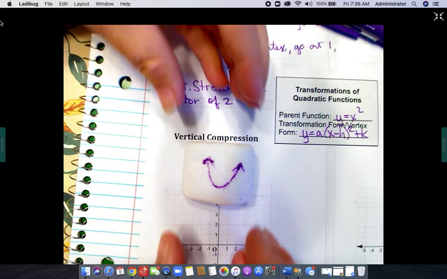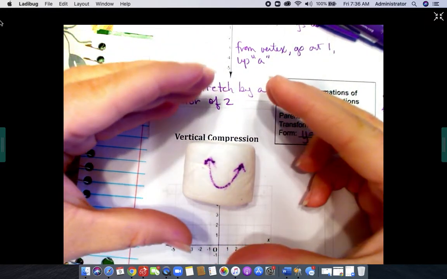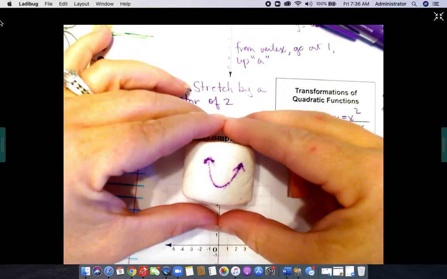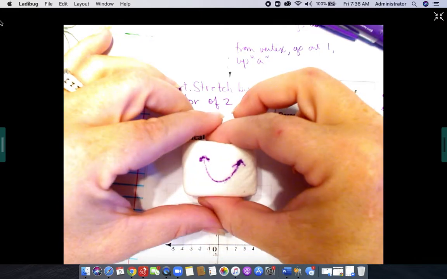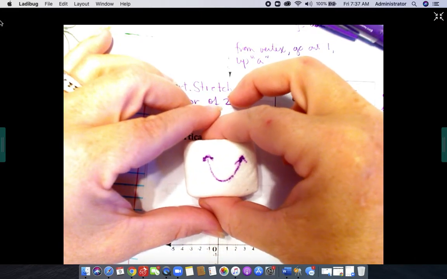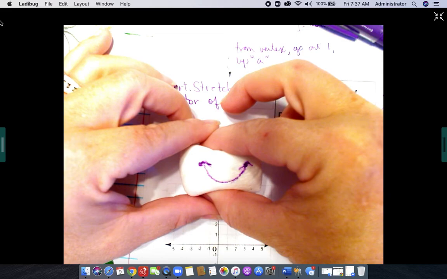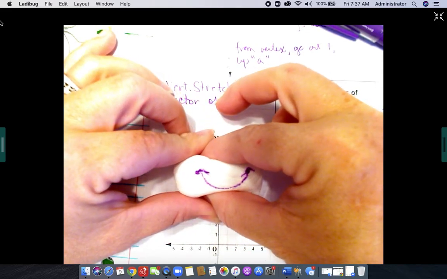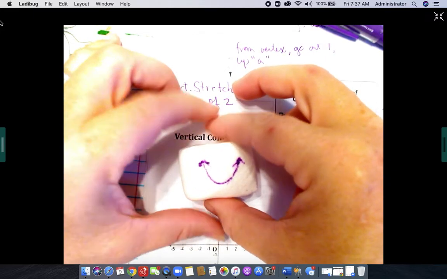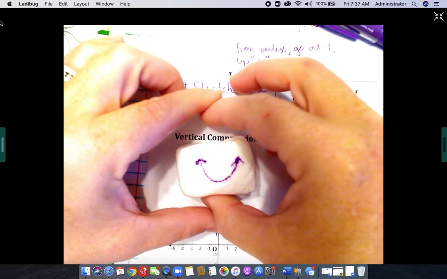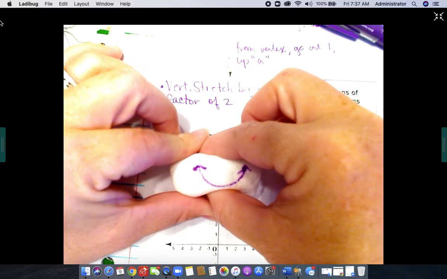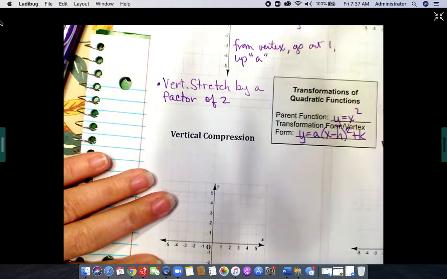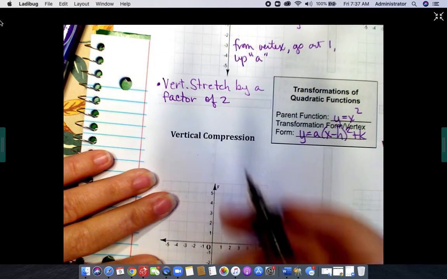To stretch it means to pull outward. To compress means to push inward from the top down. So I want you to just think about what happens when I do this. What happens to my parabola as I press down here? See it spreading out? Isn't that cool? So it's spreading out. That's what it means to compress vertically: to press down, and the result is that it spreads out. Well, think about what types of values might make it spread out.